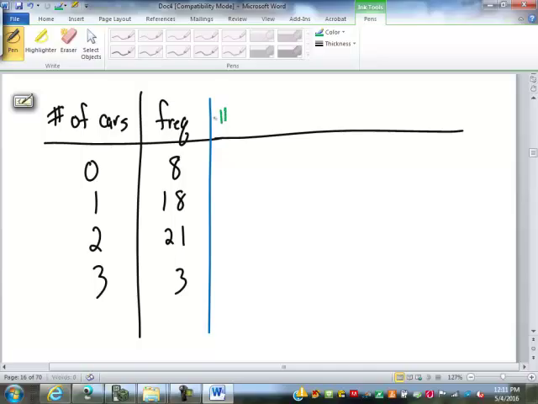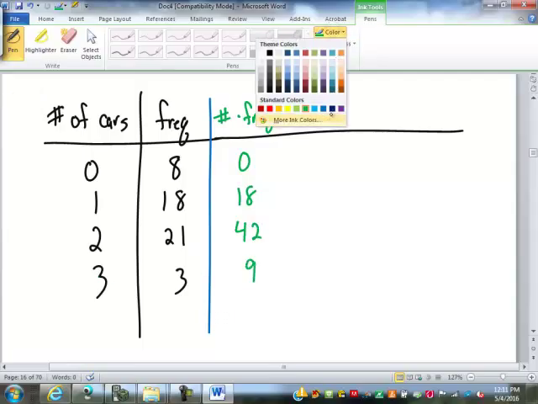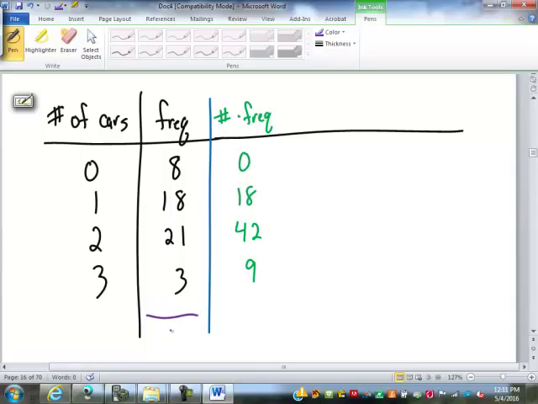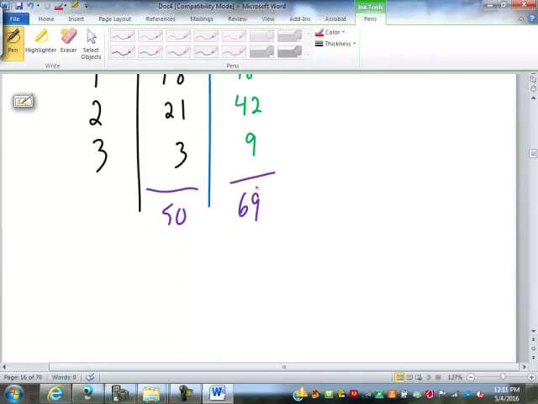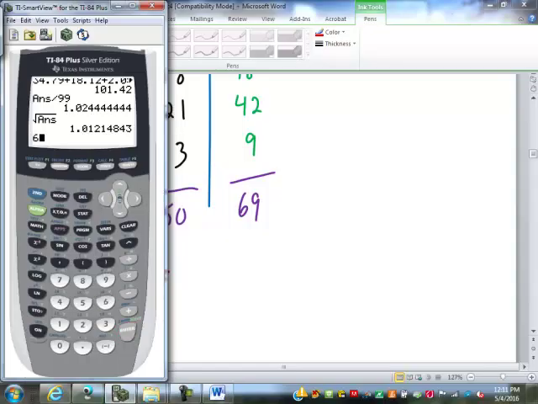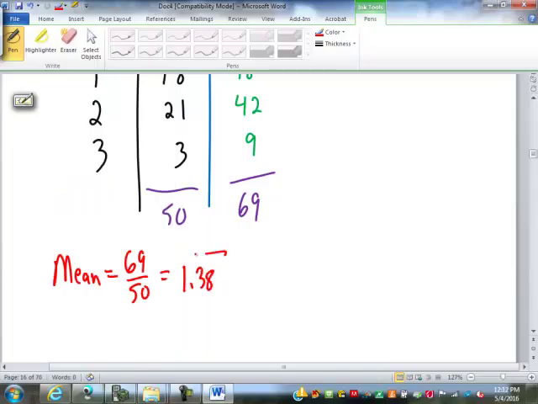Our first way is going to be the number times the frequency. So 0 times 8 is 0. 1 times 18 is 18. 2 times 21 is 42. And 3 times 3 is 9. Then we're going to add those up. The frequencies add up to 50, and the products add up to 69. So our mean is 69 divided by 50, which is 1.38, I believe. Yep, 1.38 is our mean.